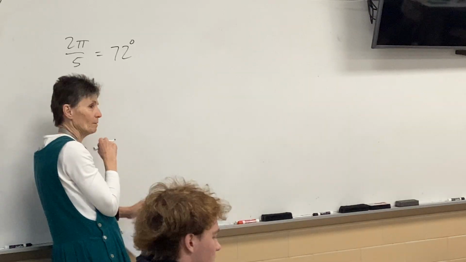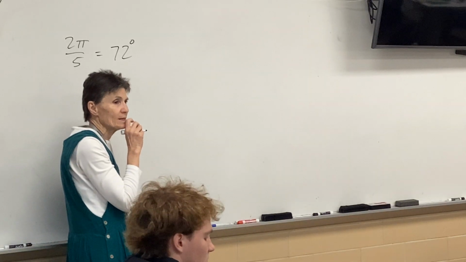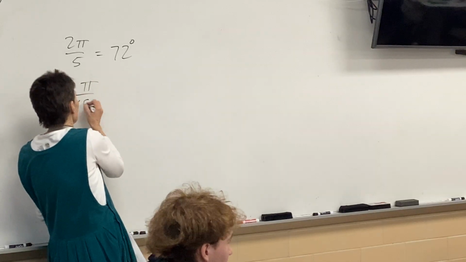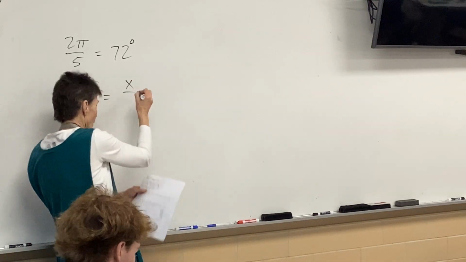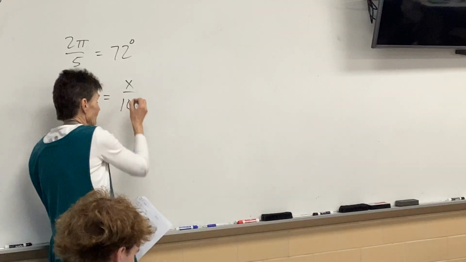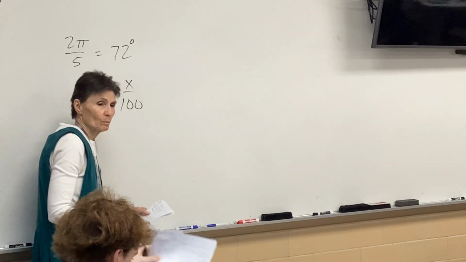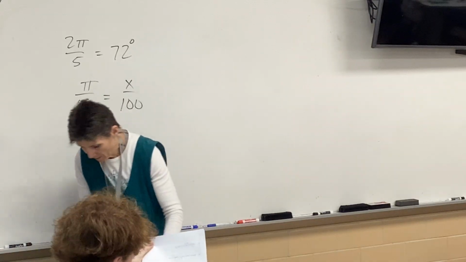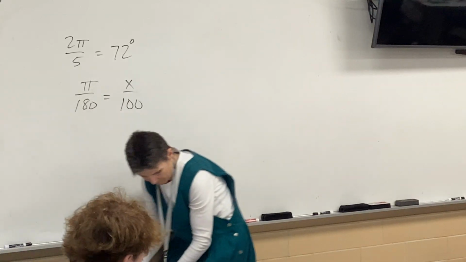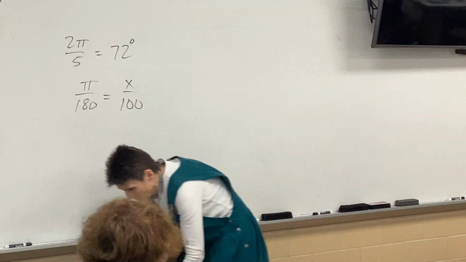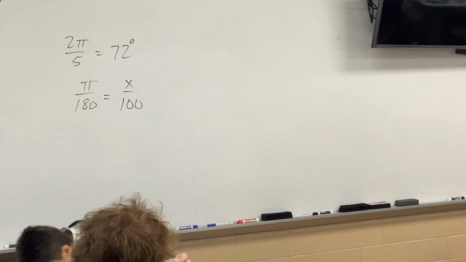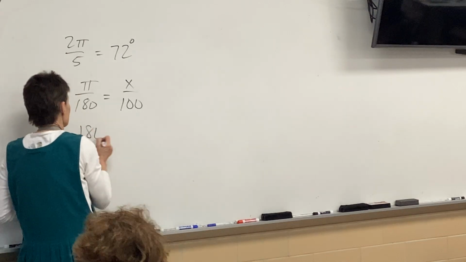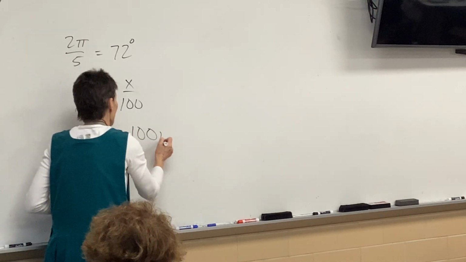How do we do problem number 2? We're gonna change this into radians. Pi over 180 equals what over 100? And then what do we do? Cross multiply. End up with 180x equals 100 pi.